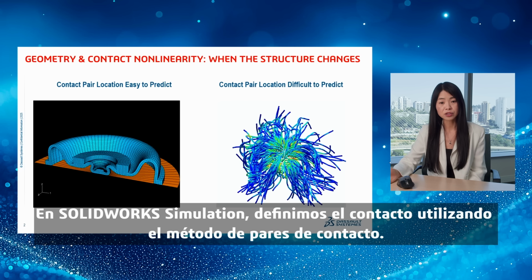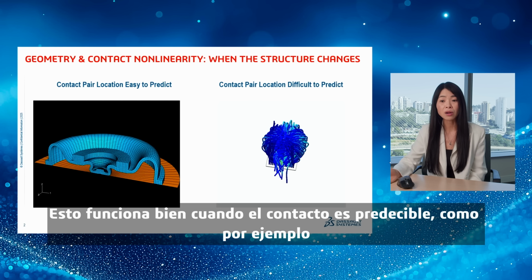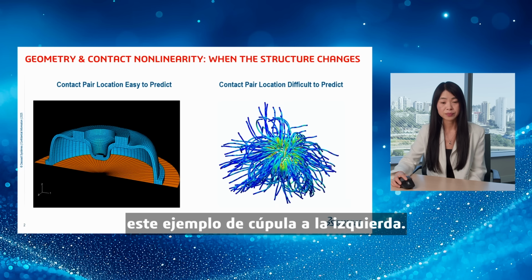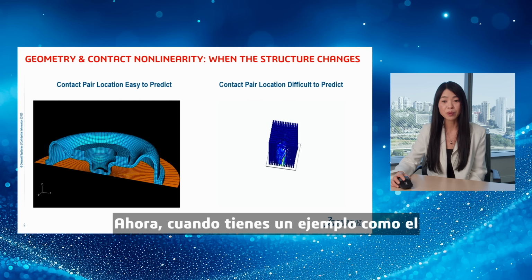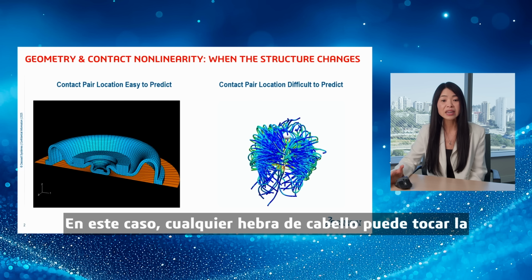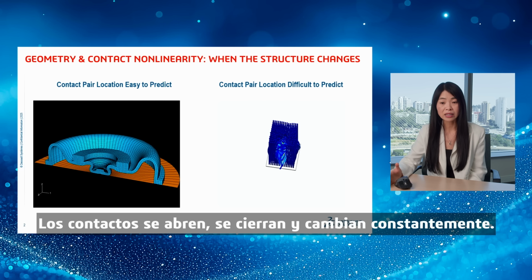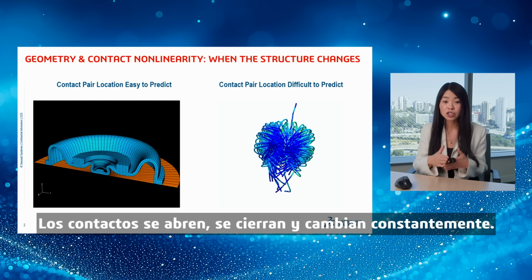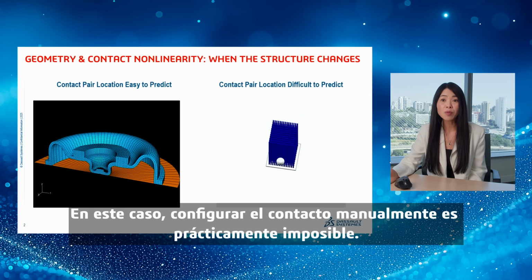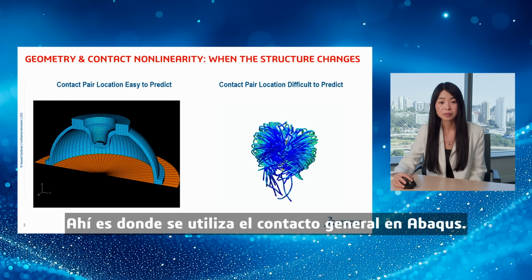In SolidWorks simulation, we define contact using contact pairs. This works well when contact is predictable, like this dome example on the left. Now, when you have an example like the one on the right, a ball splitting hairs. In this case, any hair can touch the ball. Any hair can touch another hair. Contacts open, close, and change constantly. In this case, defining contact manually is almost impossible. That's when we use general contact in Abaqus.